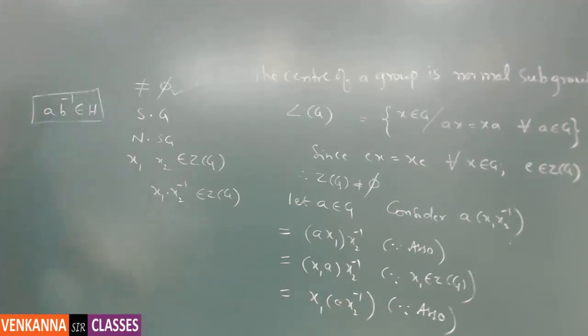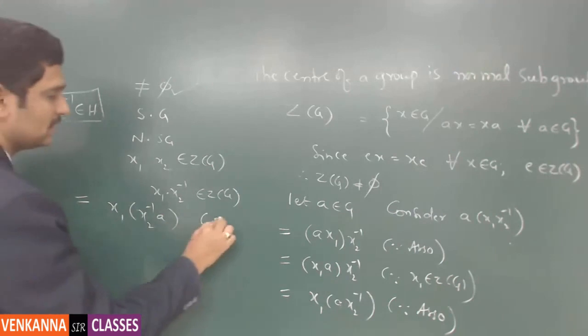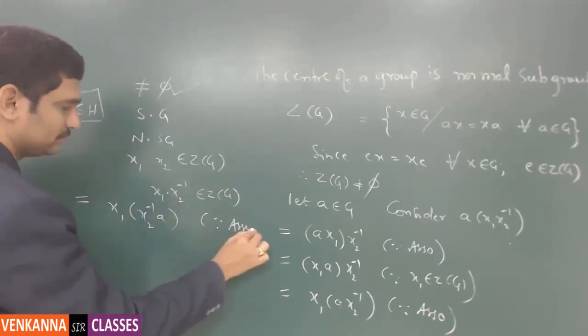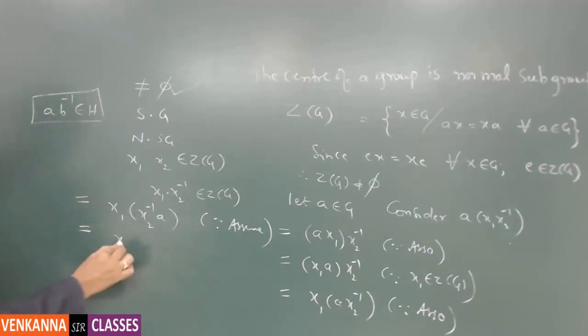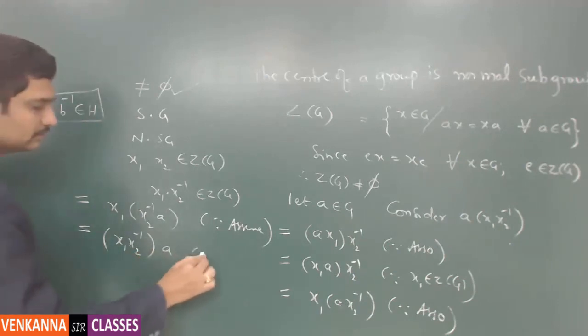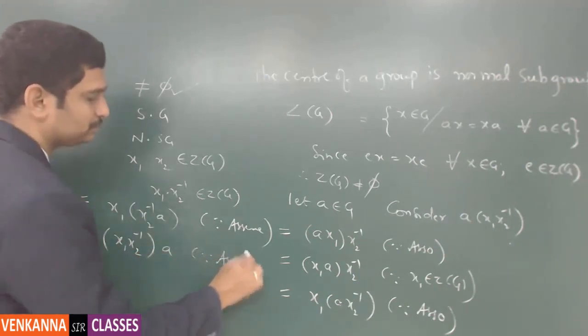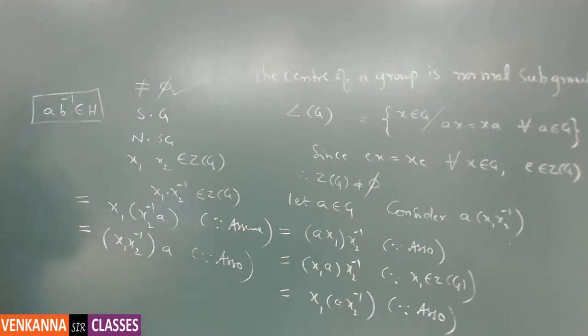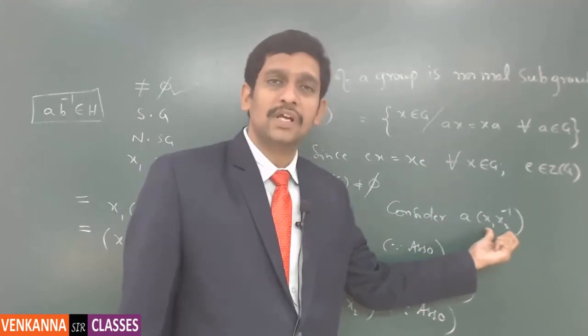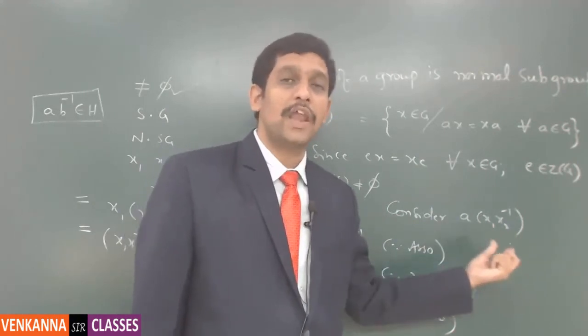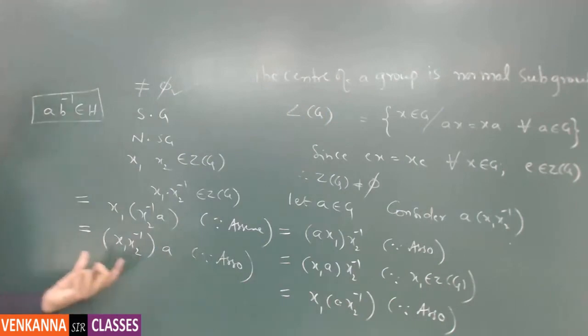So I can write it as x1 into x2 inverse A, since we have assumed that. Again, applying the associative property, you can write it as x1 x2 inverse into A. So you can observe that initially I considered x1 x2 inverse to the right hand side of A. Now it comes to the left hand side of A.